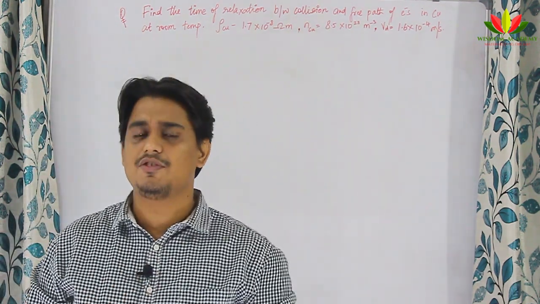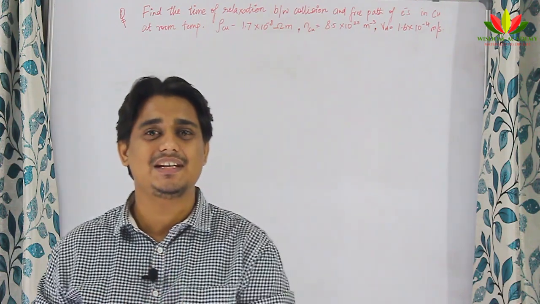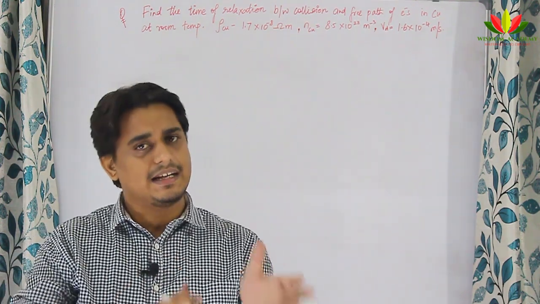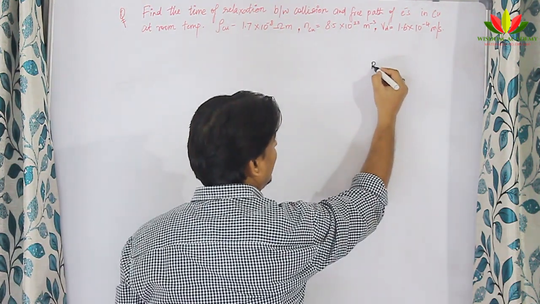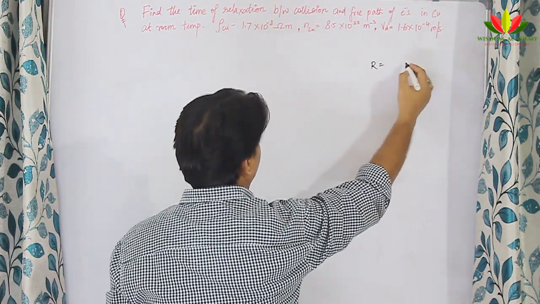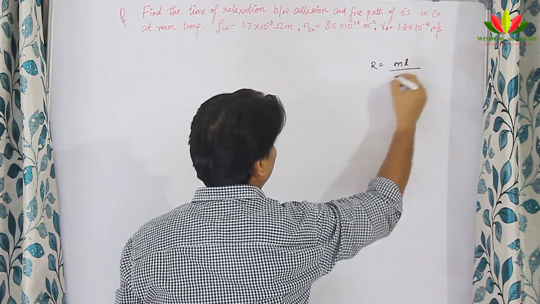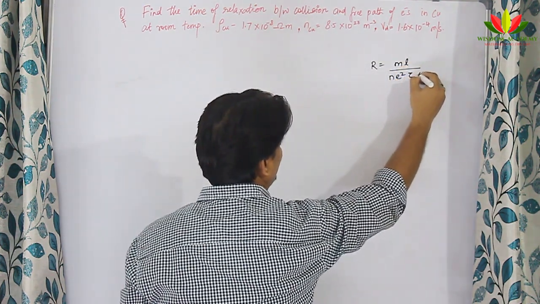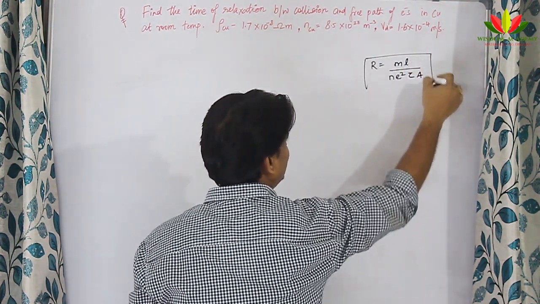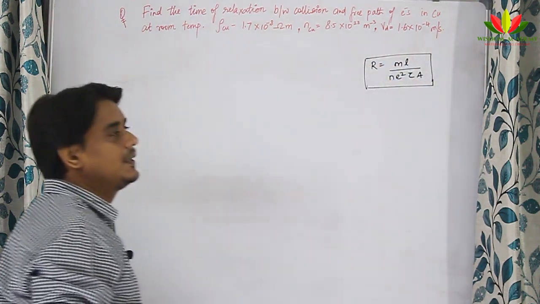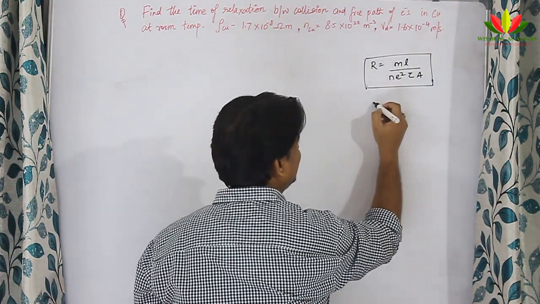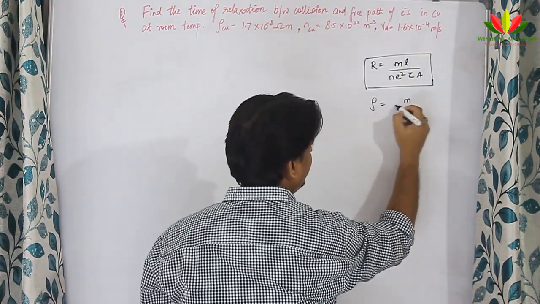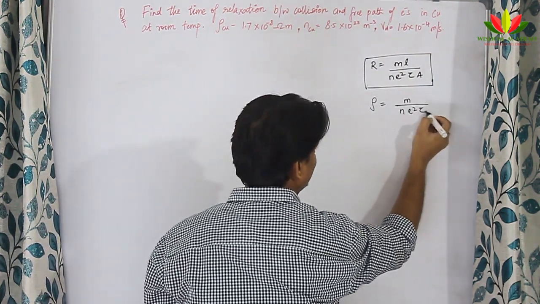So what we saw: the formula of resistance and resistivity in terms of drift velocity, relaxation time, e and n. What we came to know? We came to know that resistance R is equal to ml by ne square tau A. This was the resistance formula, right? And what was the formula of resistivity? We got m by ne square tau.